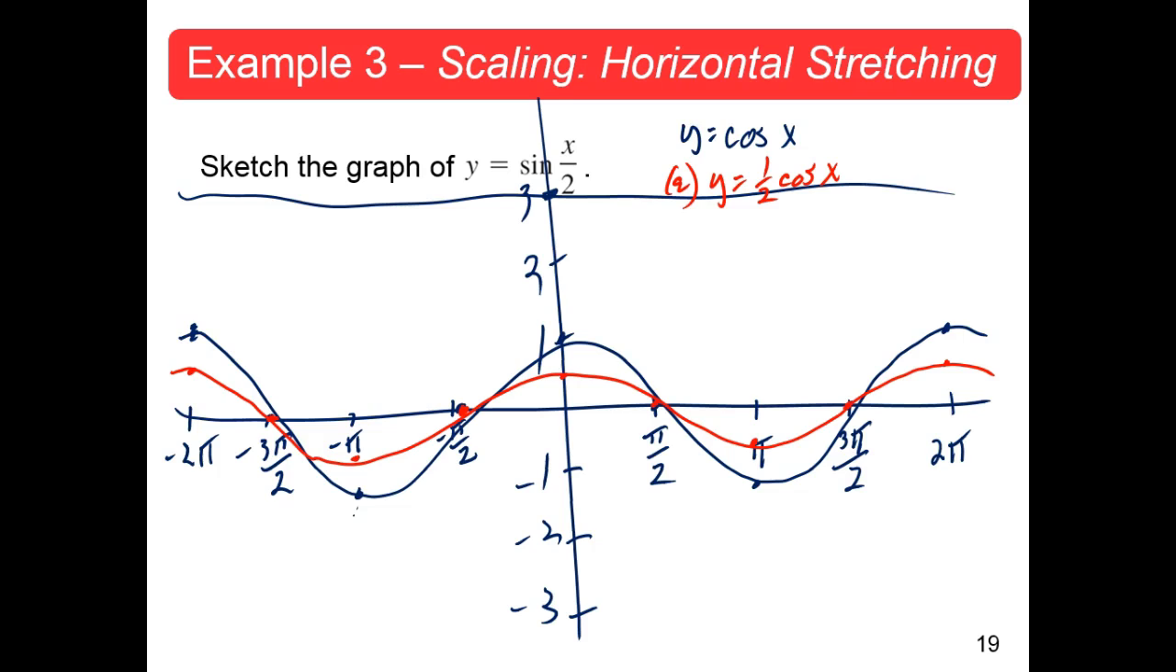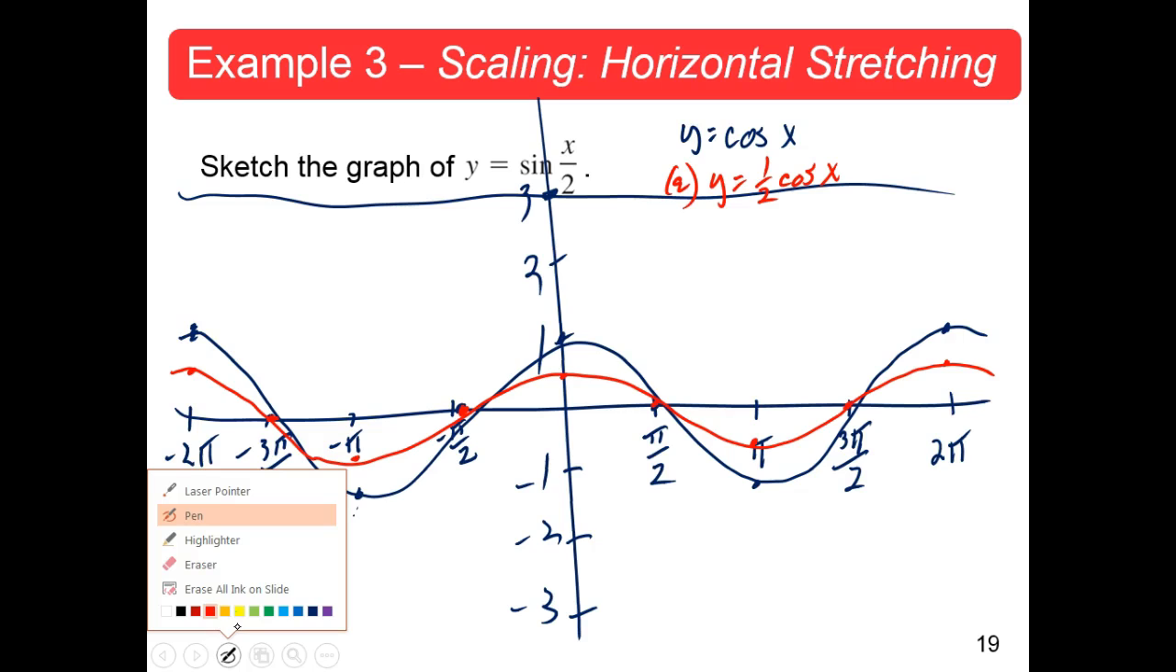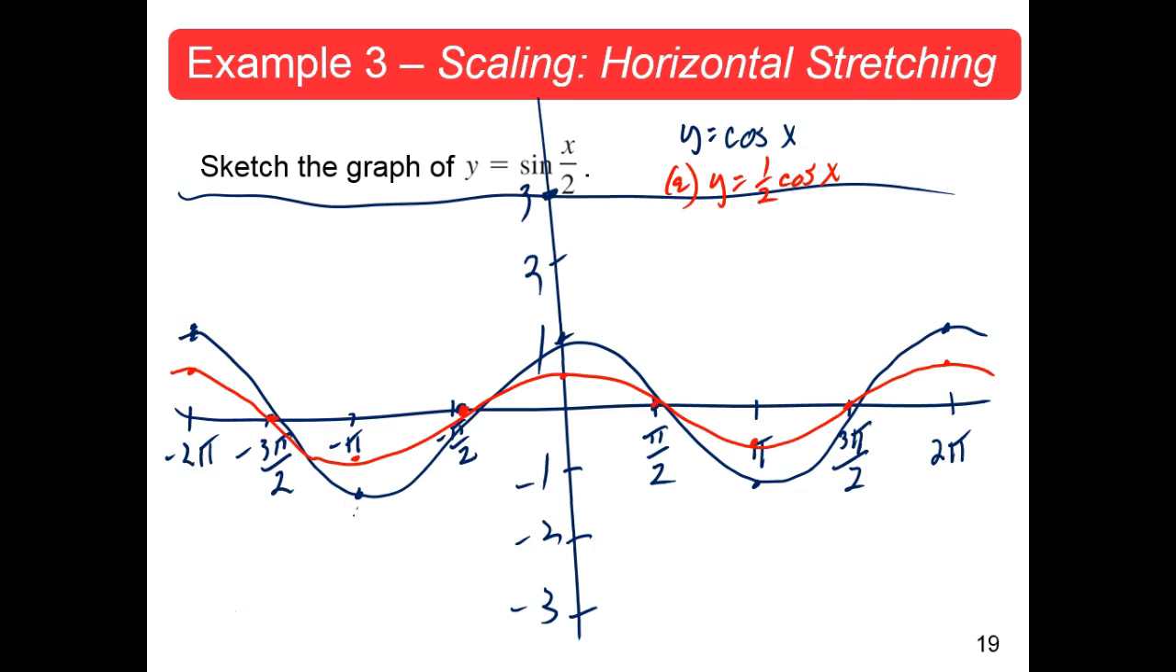All right, I'll need another color. Green. The B one then is going to be y is equal to 3 cosine x.